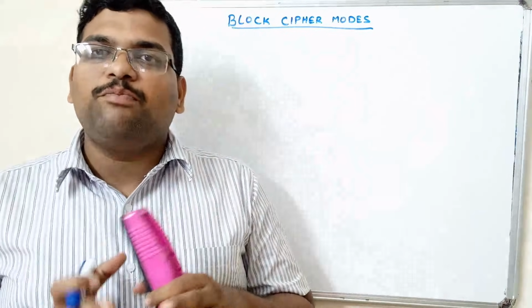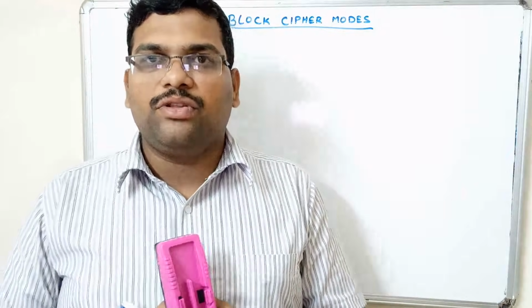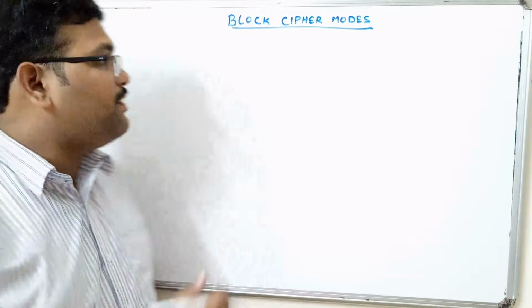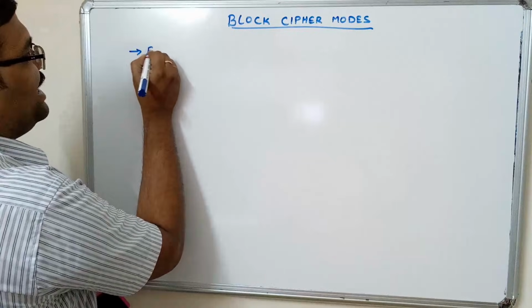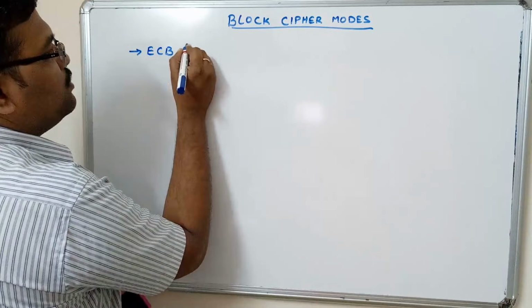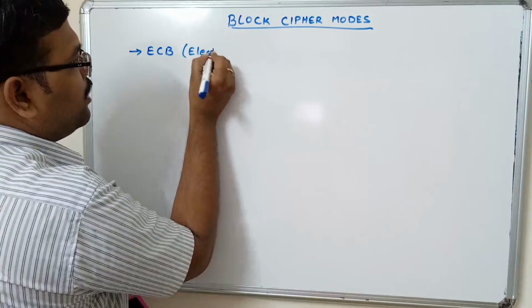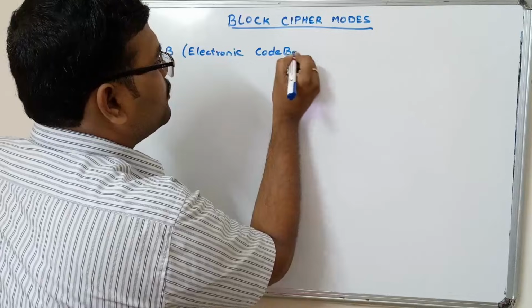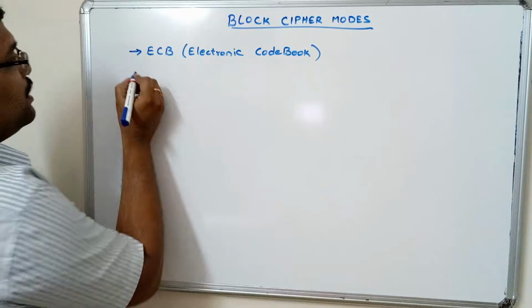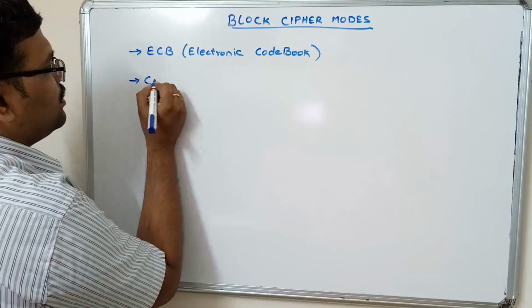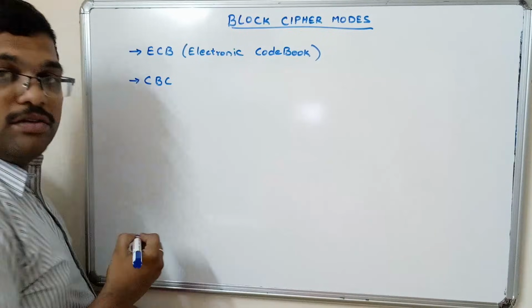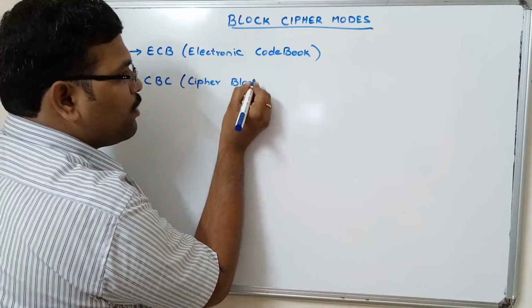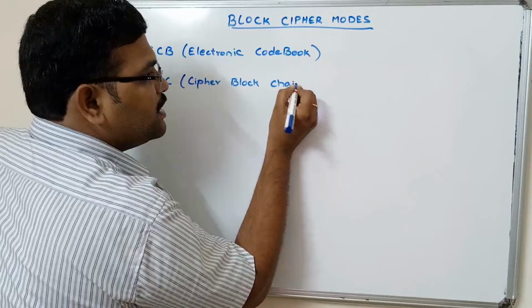How many ways can this block cipher be converted into ciphertext? There are different modes to process the plain text to ciphertext. The first one is ECB, which stands for Electronic Codebook. The second one, CBC, which stands for Cipher Block Chaining.